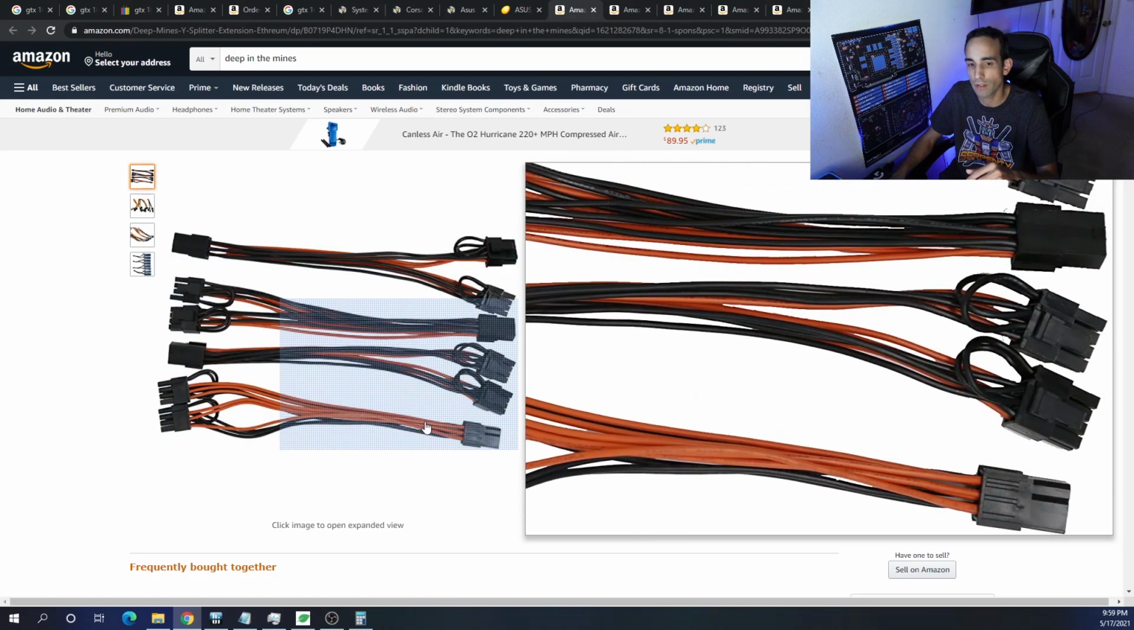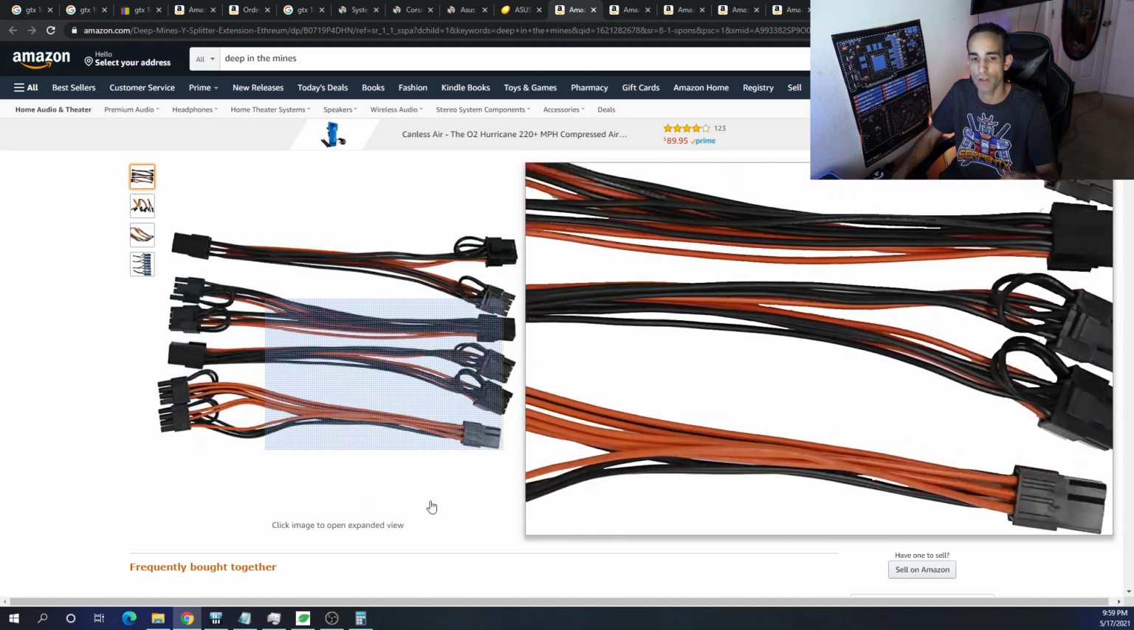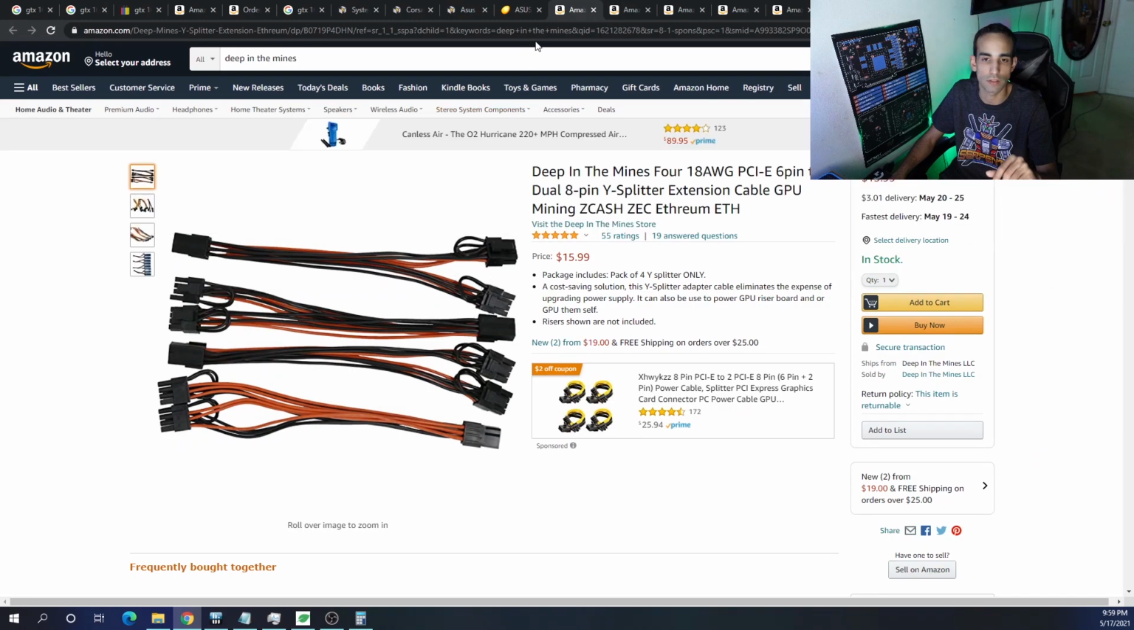You may not even need the splitters if you're just going to stick with the six 1070s. But if you wanted to, they're only $16, and Deep in the Mines is something I've been using for quite a long time. And the quality is good, so I can't complain. I'm not endorsing them or anything.